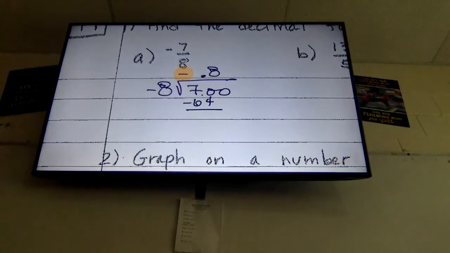Minus it off, and I'm left with 6, right? Carry my 0. 8 goes into 60 how many times? 7. Very good. That becomes 56. Minus it off, and I've got 4. Oh, I need one more 0 to carry down. 5. I made it. Okay, 5. Perfect. So the decimal version of negative 7/8 is negative 0.875.